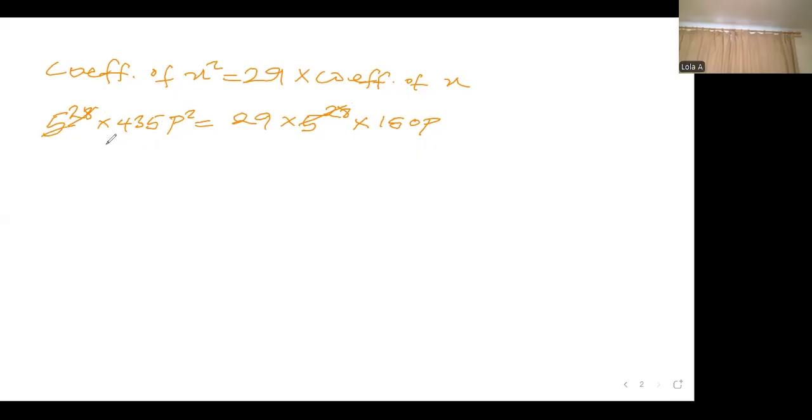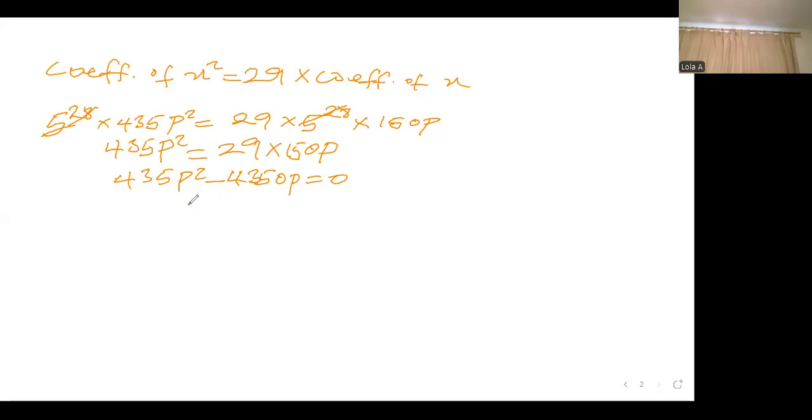So you'll be left with 435p squared on the left-hand side and 29 times 150p on the right-hand side. And which will give me 435p squared minus, I want to bring everything to the left-hand side, 29 times 150 will give 4,350p equals 0.